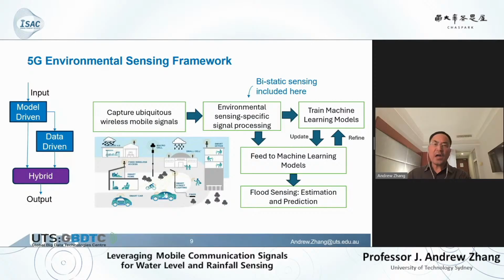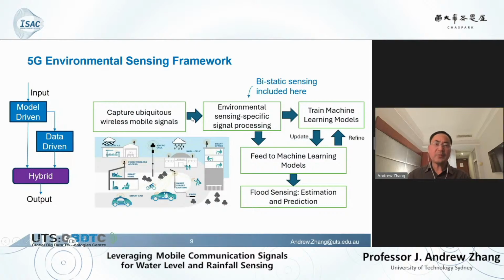Here is a general architecture for doing the sensing. So for environmental sensing, we can adopt both model-based and data-based approaches. We can also mix them, combine them, and adopt a hybrid approach. So this block diagram shows the typical data flow or processing flow.